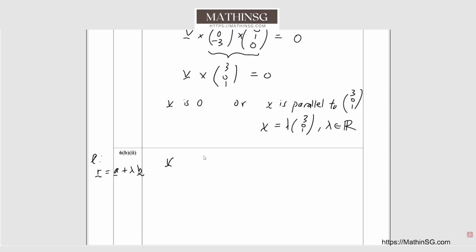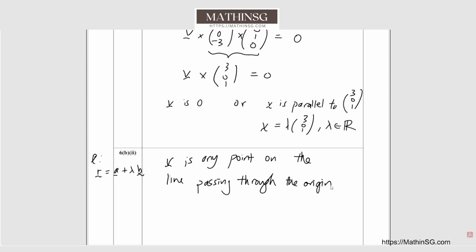So v is any point on the line passing through the origin, or 0, 0, 0, and parallel to 3, 0, 1. All right, so this is how we interpret this relationship.